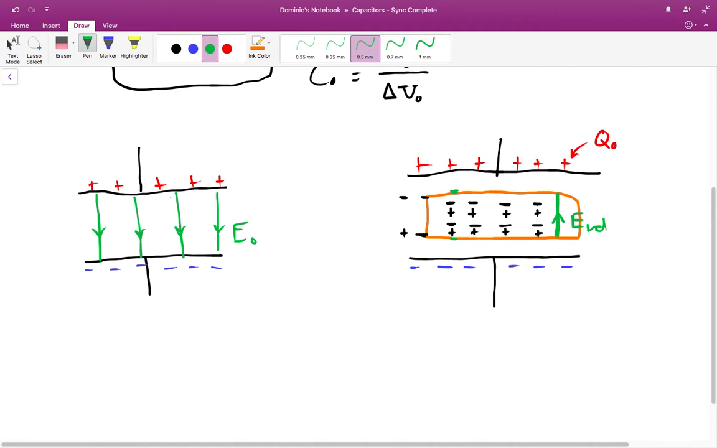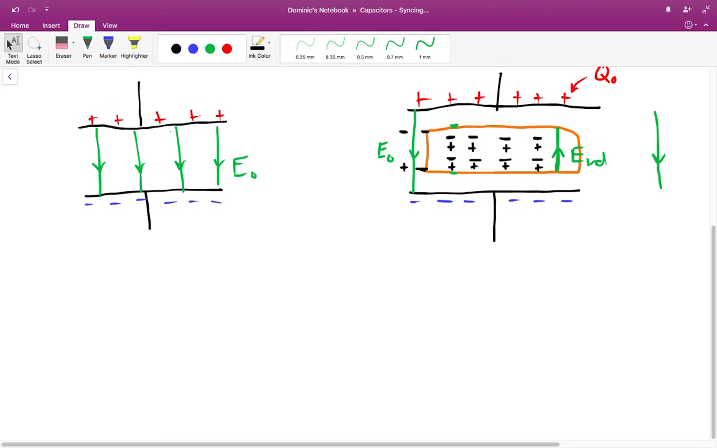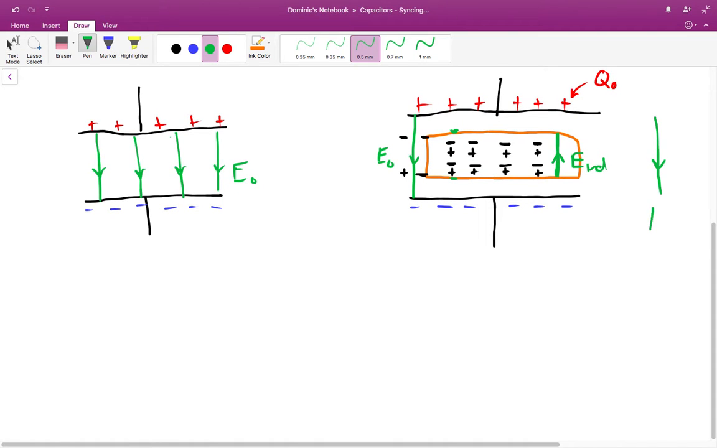Remember, we still have this electric field out here, E naught, going from positive to negative, which is going to be stronger than E induced. So the net electric field is still going to be pointing down, but it's going to be changed. What is the new electric field in between our plates? It is going to be equal to E naught, the electric field before we put the dielectric in there, minus E induced.